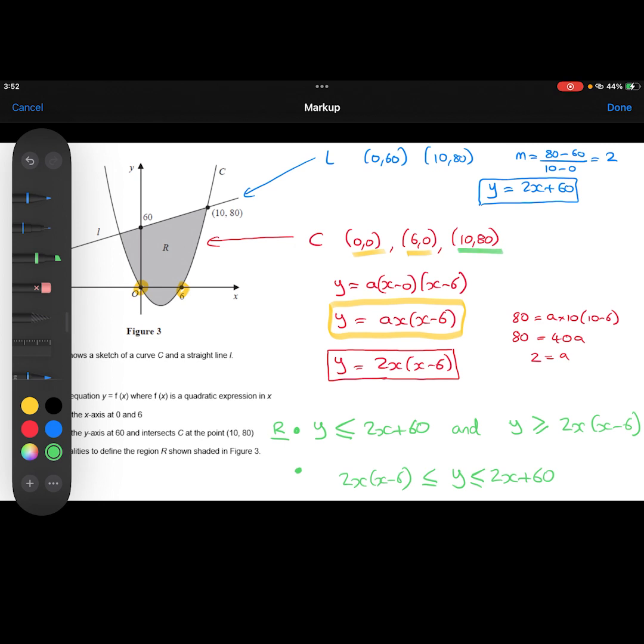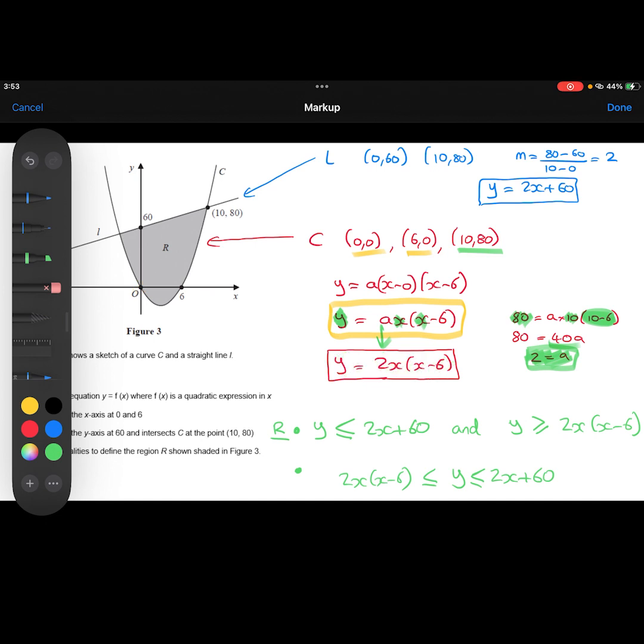But we were also told that it goes through the point 10, 80. So I know that my y-coordinate is 80 when the x-coordinate is 10. We've then got the 10 times 4, which is 40, and that allows me to see that the a must be 2. And that's what gets me the equation of the quadratic, which I've just left in its bracket form. You could expand it if you wanted to. I've just left it as it is.